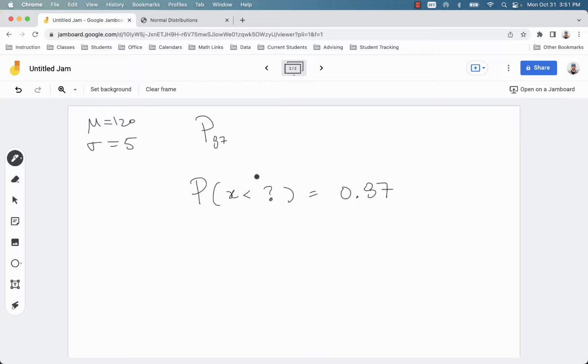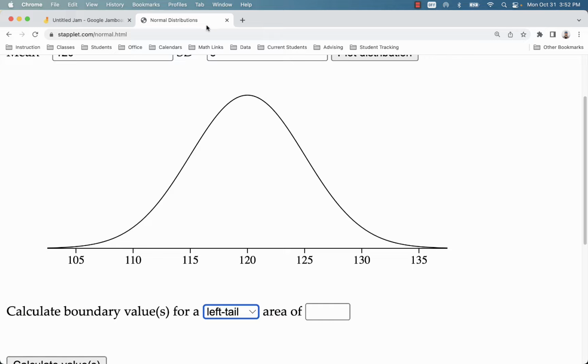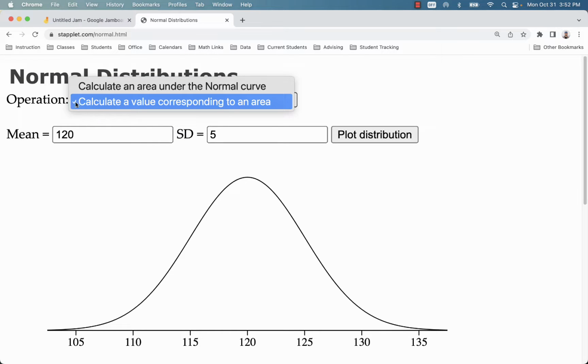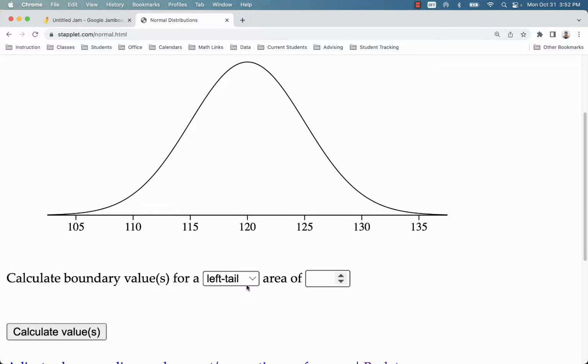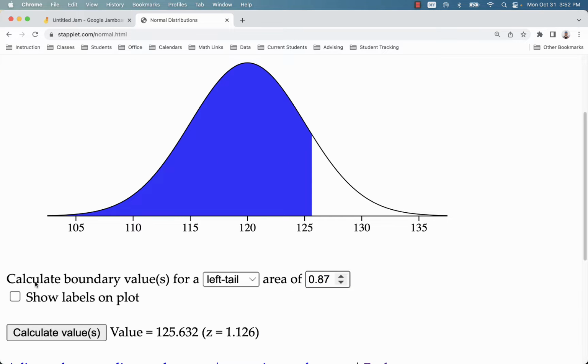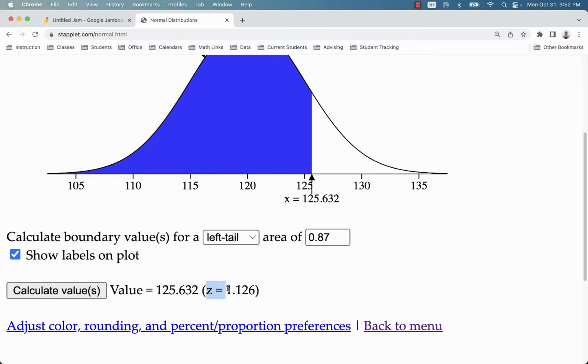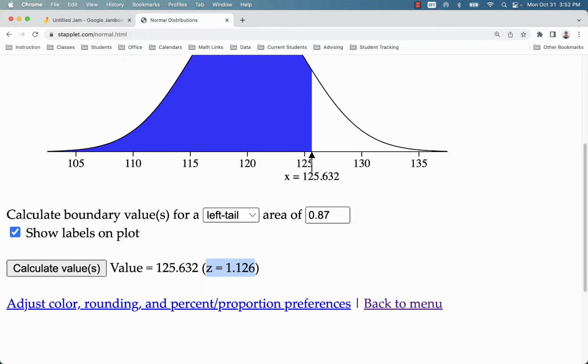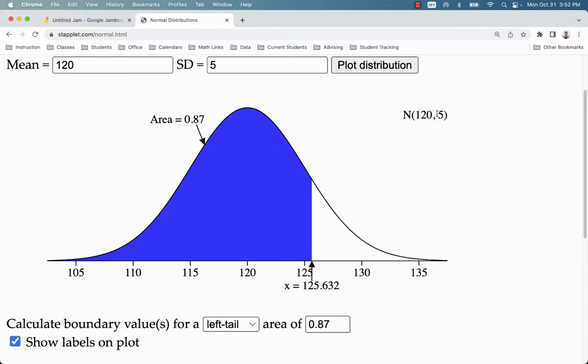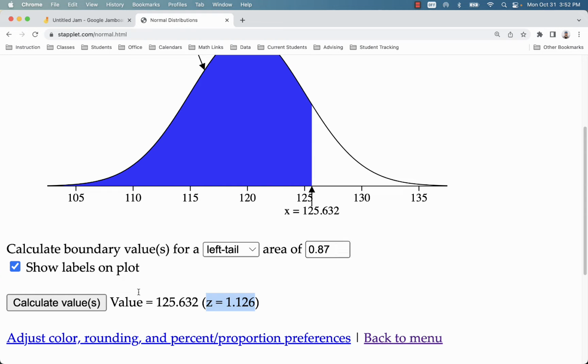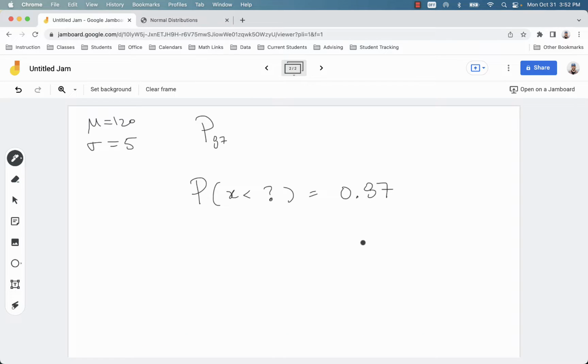So what we need to do is plug in our area of 0.87 shaded to the left. And again, make sure that you've selected this second operation, value corresponding to area. So left tail of 0.87. Now it should shade 87% or 0.87 and then tell me where that cutoff is, and it also tells me z. So the 87th percentile will always be z of 1.126, but then when we put the context of the mean and standard deviation over the top of that, we get our value, 125.6 approximately.